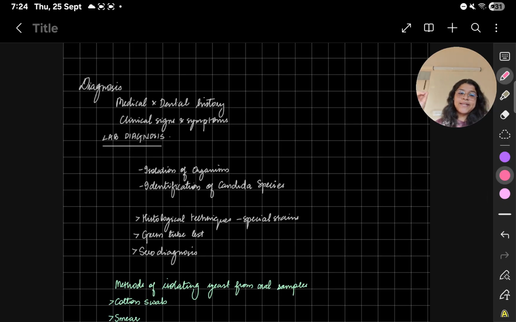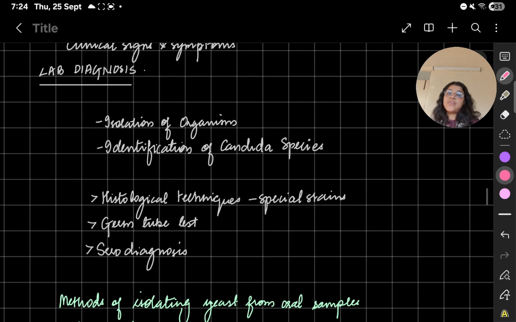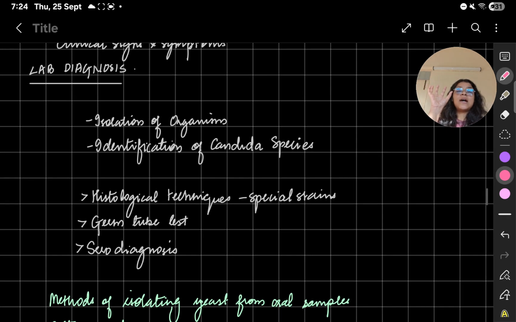So first you will do medical and dental history. You will take proper history, clinical signs, symptoms. You will ask about it. Then you have lab diagnosis. For lab diagnosis, you have to do isolation of the organism, identification of the Candida species, histological techniques, special stains, germ tube test, and the serodiagnosis. So these are the ones which you have already learned in microbiology. You have to just mug it up.